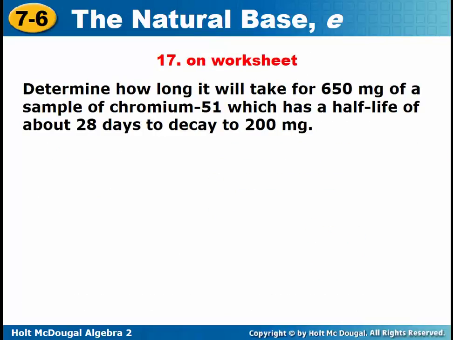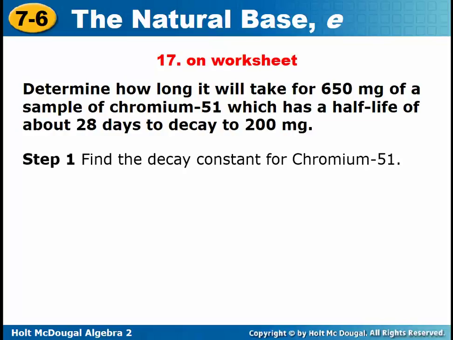Okay, last problem. This is on your worksheet. It is how long will it take for 650 milligrams of a sample of chromium-51, which has a half-life of about 28 days, to decay to 200 milligrams. So there's two parts to this again. The first part is finding the decay constant.